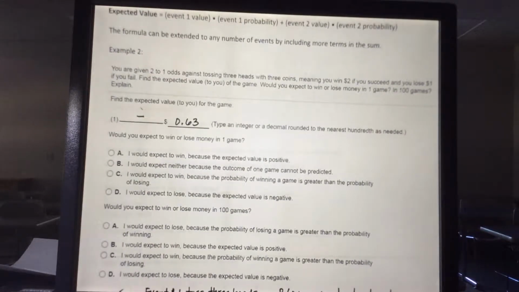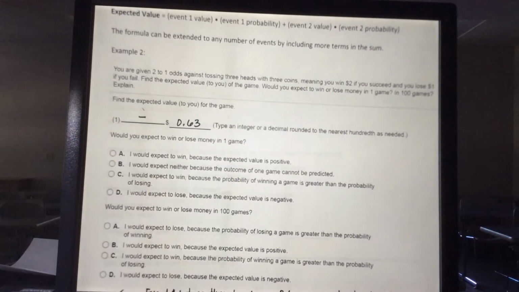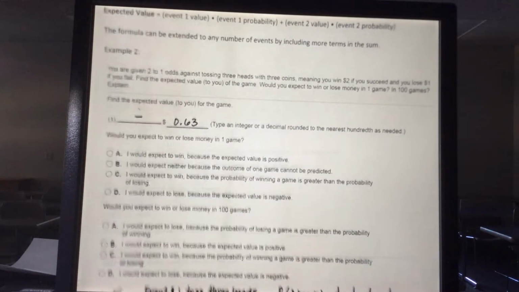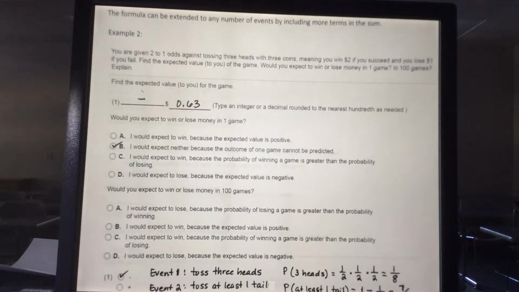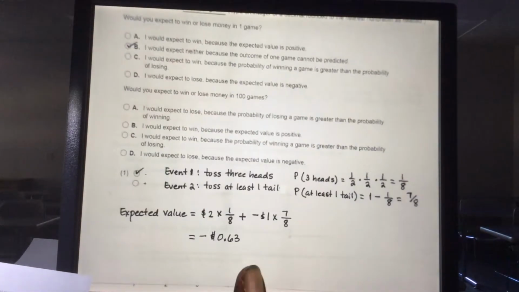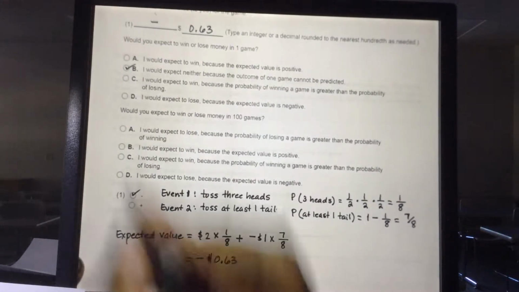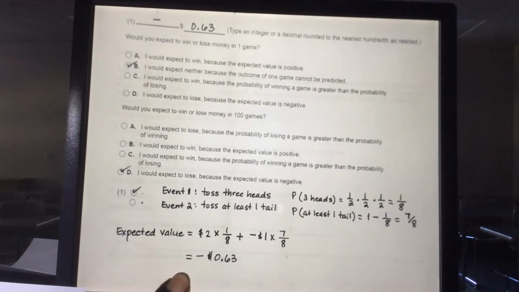So here, based on these answer choices, would I expect to win or lose money in one game? In this case, I have to pick neither, because the outcome of one game cannot be predicted. We're dealing with just one game, and we can't make a prediction on that. Okay, and would you expect to win or lose money in 100 games? Well, if we play that game 100 times and we keep losing 63 cents, I would expect to lose here because that expected value is negative.